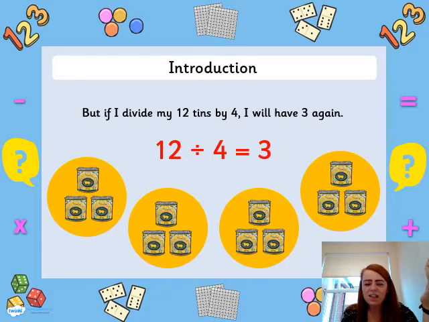That's the inverse. So say we had 12 tins and we divided them into 4 groups. Well, we would have 3 in each group. So these are connected, boys and girls. We're just using the same numbers, and we're using our tables, facts, and what we already know to help us.